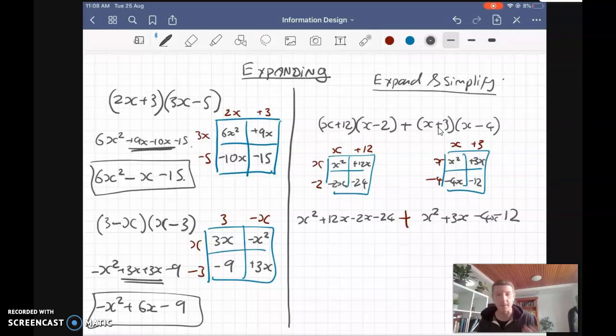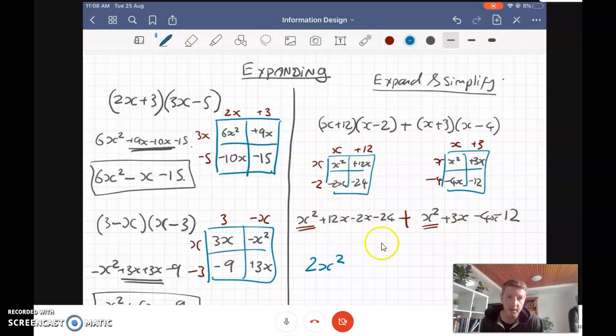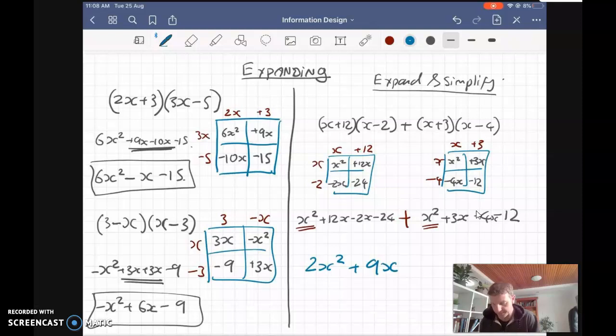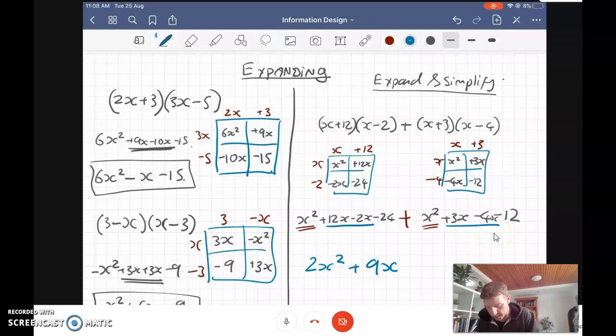So I'm combining my like terms. So I'll start with my x squareds. I've got two of those, so I'm going to get 2x squared. I'm then going to combine all of my x's. So that's 12x minus 2 is 10, plus 3 is 13, minus 4 is 9. So plus 9x. So I'm adding up all of these x's. Then I've got minus 24, minus 12, minus 36. And that's my final solution.